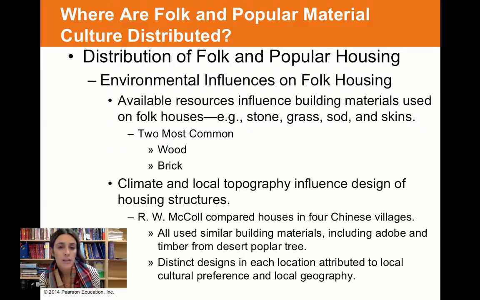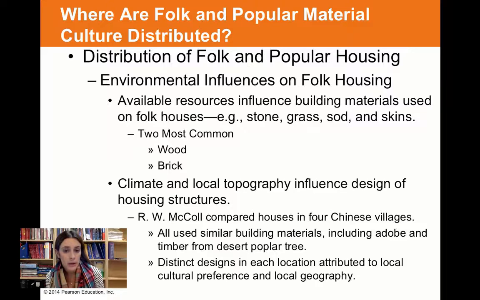We have some impact of the environment on folk housing. Okay, so the environment influences what housing materials and what types of housing we see in different places. So the available resources influence what materials are used to actually build the homes. For example, are they built out of stone or grass or sod or animal skin? It really just kind of depends on what's available at that particular location.